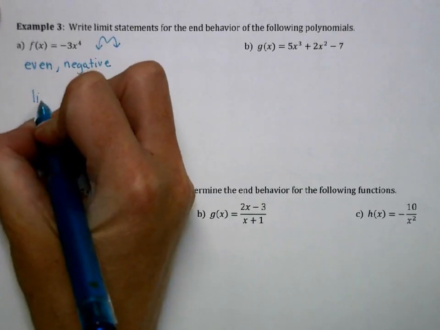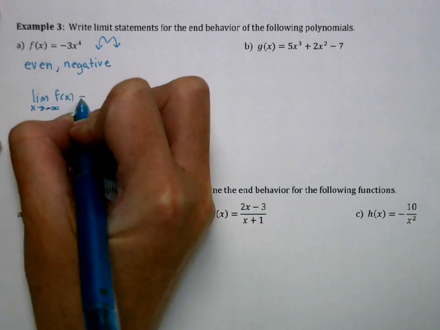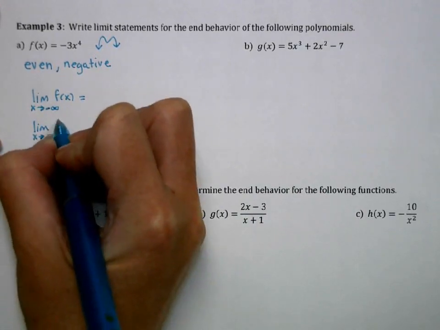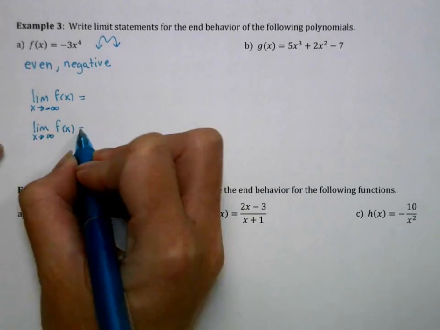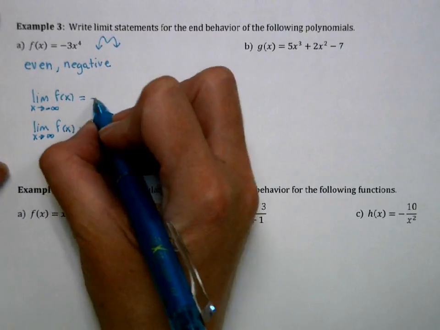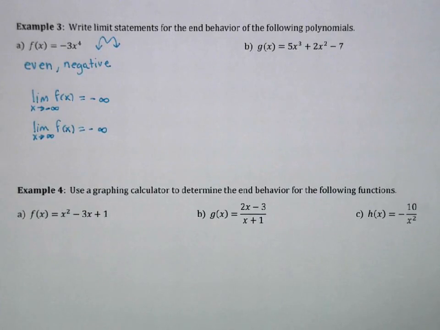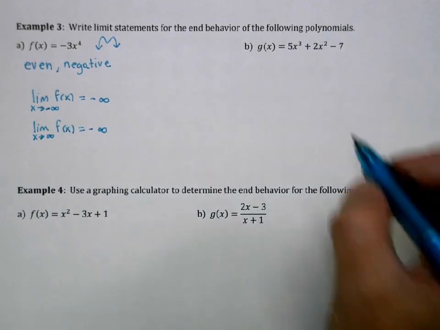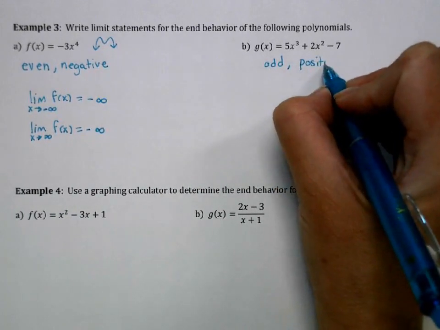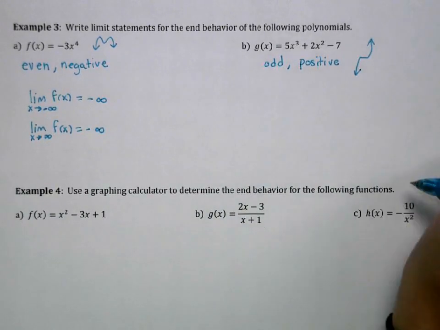So always the limit as x goes to negative infinity, and the limit as x goes to positive infinity. Okay, so we're decreasing without bound for both of those. Letter B is an odd degree with a positive leading coefficient. Okay, so it's going to behave something like that.